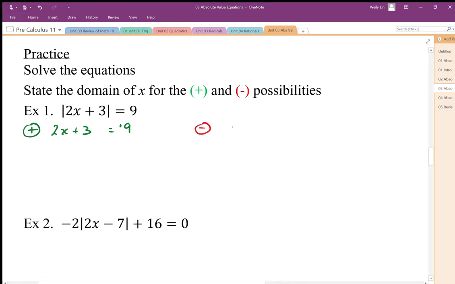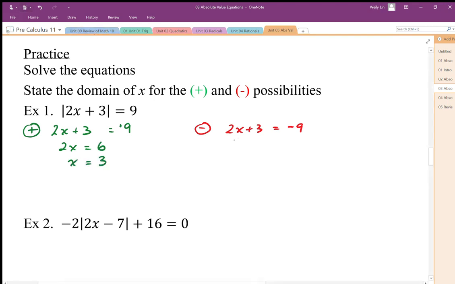The negative possibility is when the inside 2x plus 3 ends up being negative 9, because if it's negative 9, the absolute value will still convert it to 9. So here are our two possibilities, and again, this gives us the two arms of the V. Going ahead and solving this, I'm going to subtract 3 from both sides and divide by 2, so I get x equals 3 as one solution.